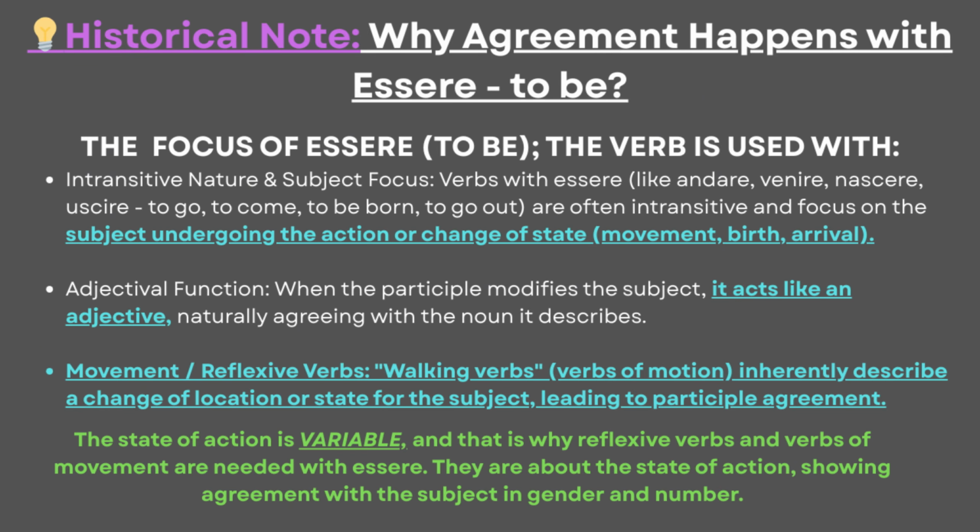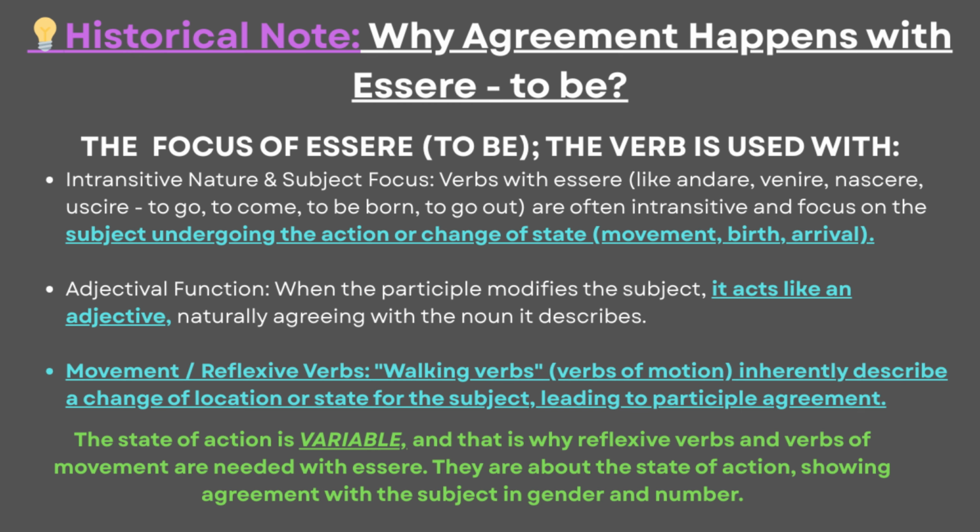Grammatically, the state of action is variable, meaning that it can change, and that's why reflexive verbs and verbs of movement are needed with essere. They are about the state of action, showing agreement with the subject in gender and number.